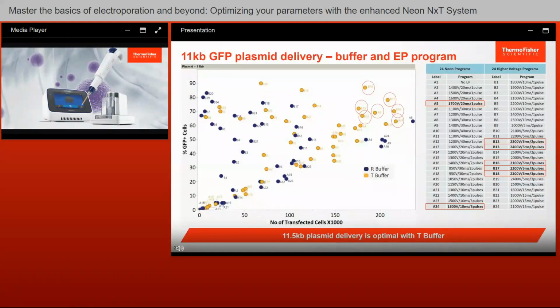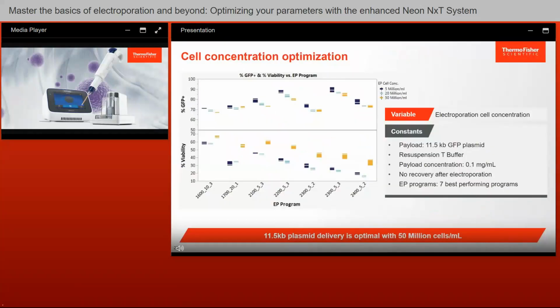So we selected 7 best performing programs characterized by delicate balance between transfection efficiency and viability, as marked in the red boxes here for the next step of optimization. In this study, we wanted to assess the impact of cell concentration on the electroporation performance. So we transfected Jacquelyn cells with 11 kb plasmid using 3 different concentrations of cells.